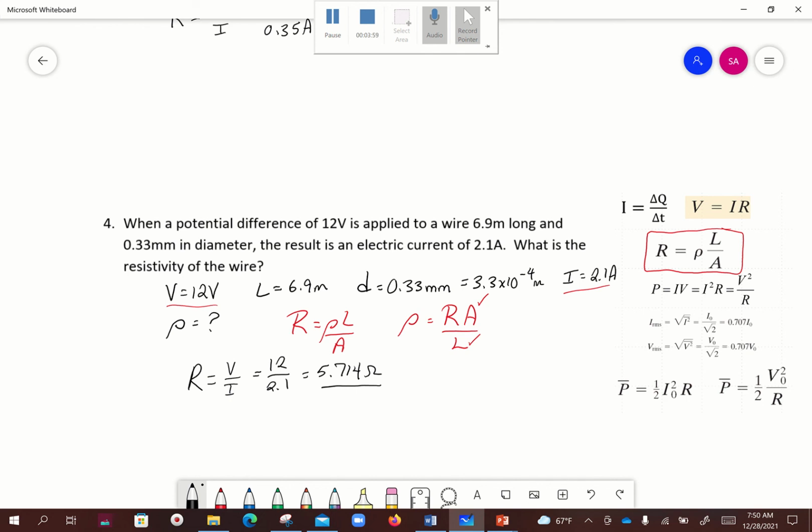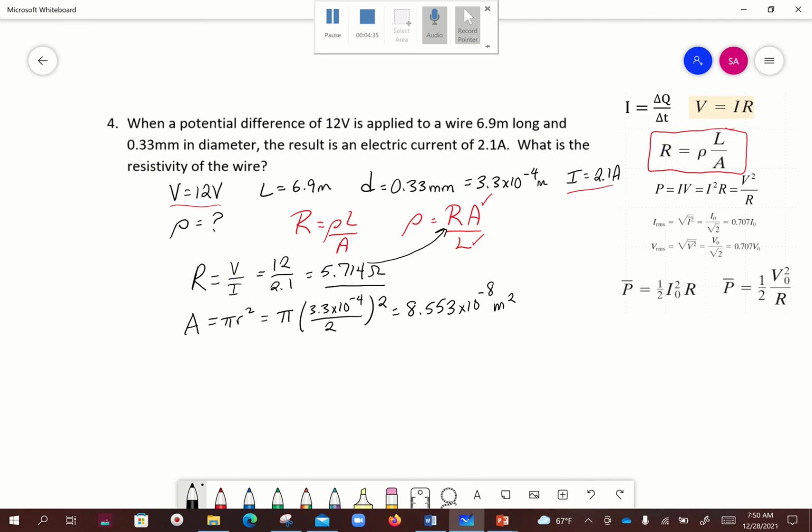All right, so now I'm going to take that resistance. I can plug it in there, but first I need to calculate my area. So area is pi r squared, where r is d over 2. So it's pi times 3.3 times 10 to the minus 4 over 2 squared. So my area is, again, it's going to be a really small number, 8.553 times 10 to the minus 8 square meters. Okay, so now I've got everything I need to plug into that red equation there.